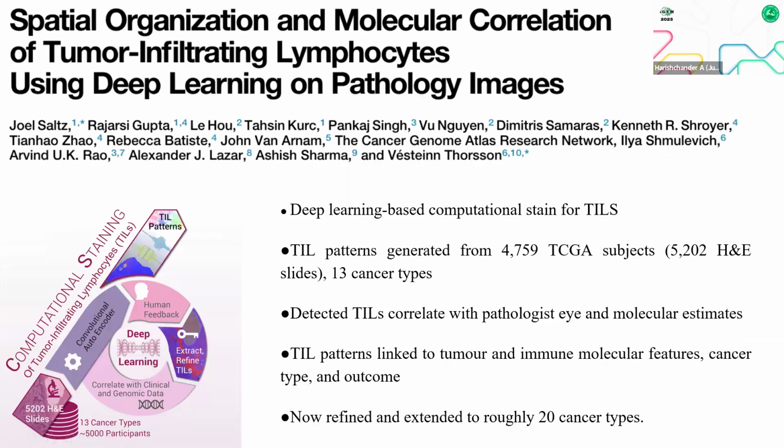And then the spatial organization of molecular correlation and the infiltration was also studied using deep learning methods. People use convolutional neural networks and related pathology based studies. The best paper published in this area studied patterns in 4,759 TCGA subjects, cancer related data for 13 cancer types, and they detected with good accuracy. And the TIL pattern linked to tumor as well as molecular features gives a proper outcome. Now they redefined the extension of the model and applied it to 20 cancer subtypes.